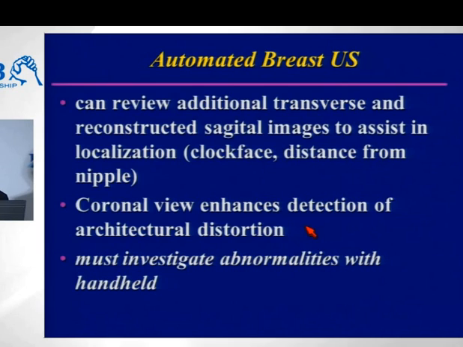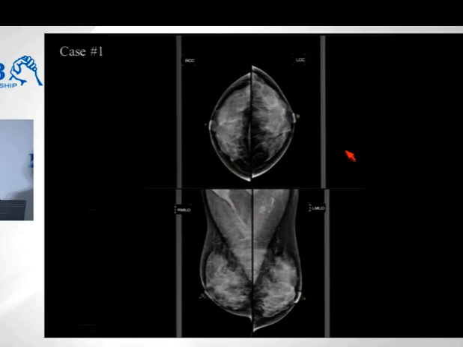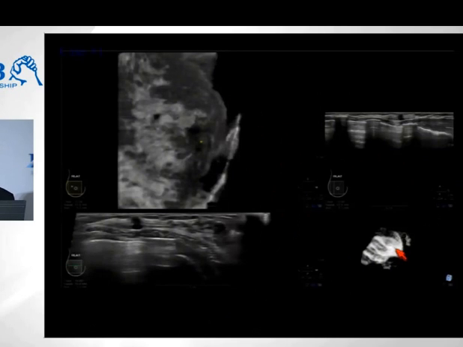So once you find something with the coronal, with the automated, typically you would bring the patient back and do a handheld. And can you see this is a coronal view? Does that look like, I mean, this is what we're used to looking at. Now you're looking at the breast like this, but it really makes the lesions pop. And here's a case that I was given by Dr. Jacobs, this heterogeneously dense breast, no abnormalities, but on the automated ultrasound you can see this hypoechoic mass and little spiculated margins, and here are the transverse and sagittal views.